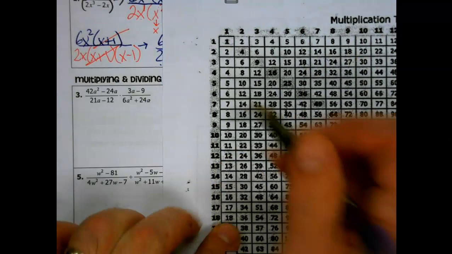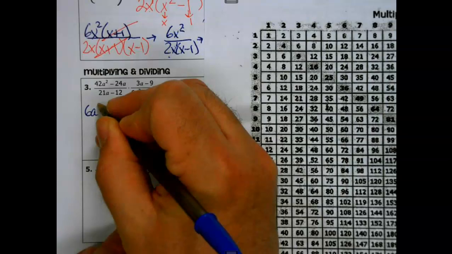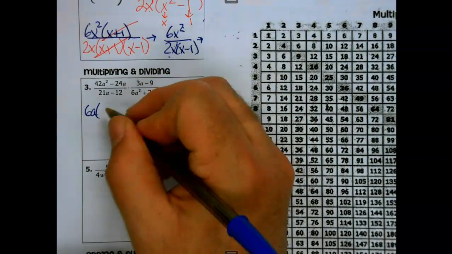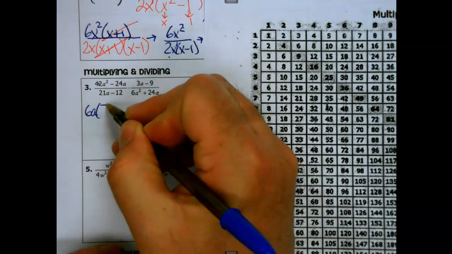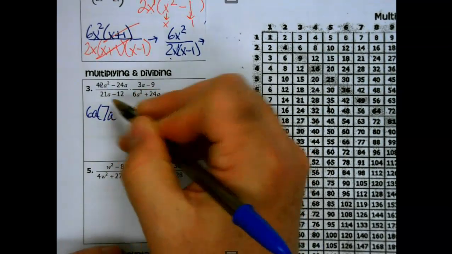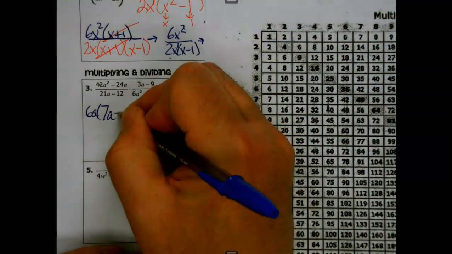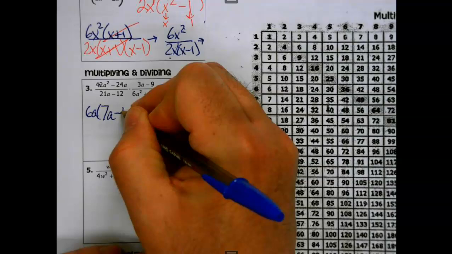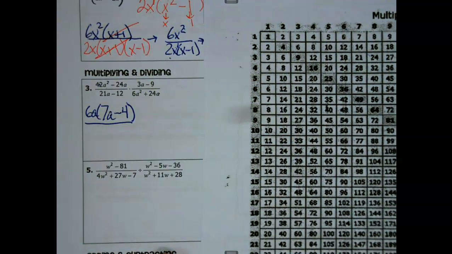Yeah, 6 is as good as it's going to get. Okay, so 6a, because again, smallest exponent on a variable. And then we just divide. 42 divided by 6, 2 minus 1. Yep. And then minus 24 divided by 6 is 4. And I get the first part.